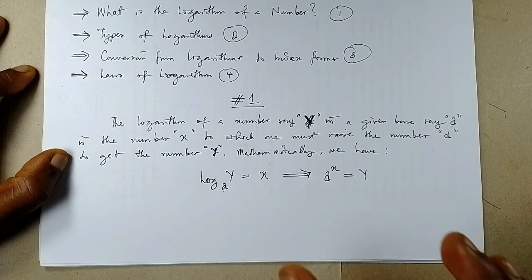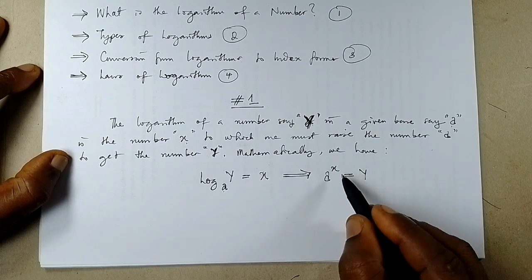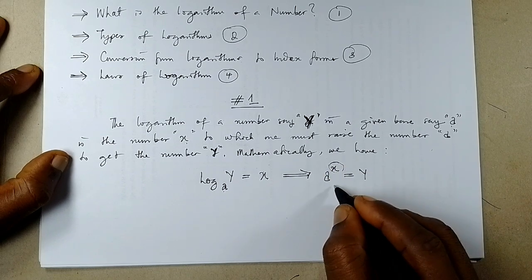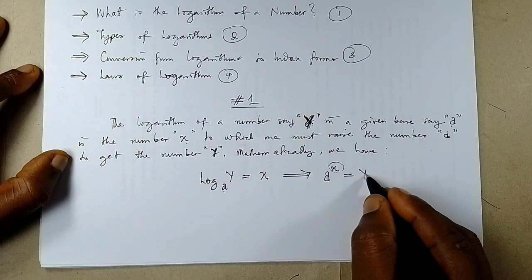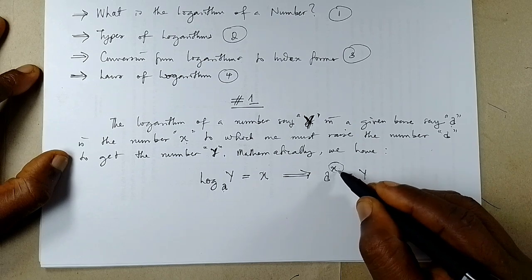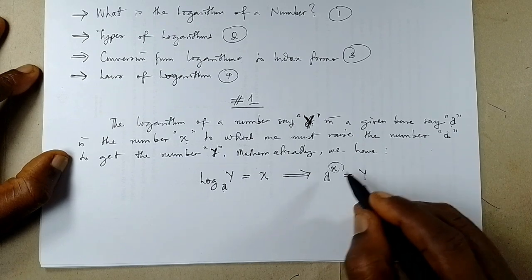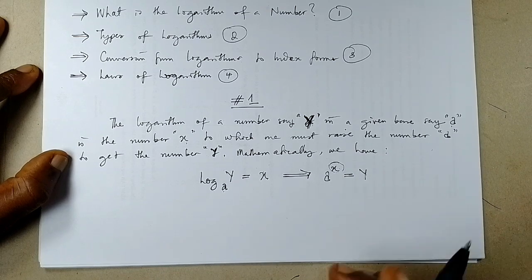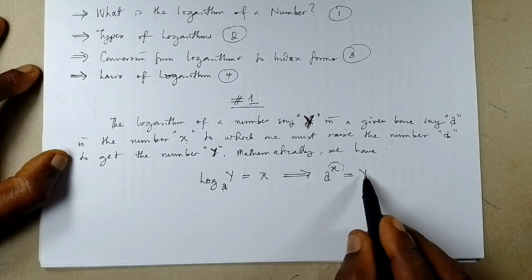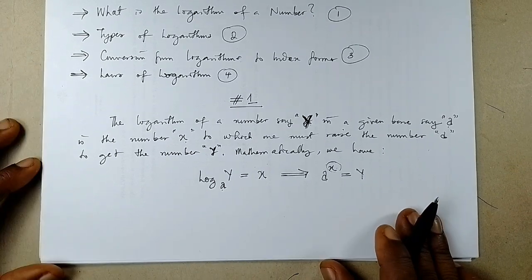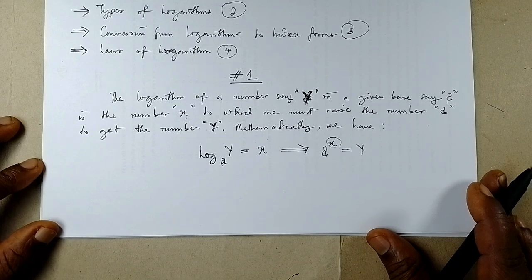Now, if you followed my class on indices, you will remember that this expression, a raised to power x for y, we had called the index form of y. And I told you in that class that x could be called the power, the exponent, the index, or the logarithm. So please take note that a raised to power x being the index form of y means that x is the logarithm of y in base a.